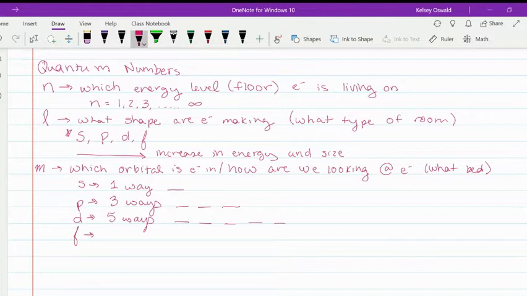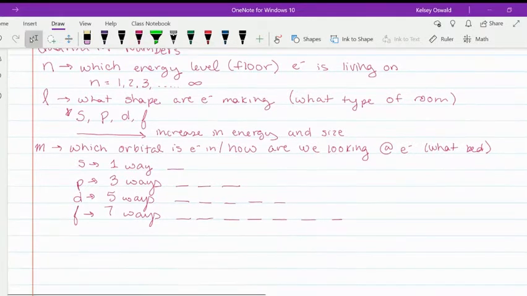And then F, that's our highest energy, and there's going to be 7 ways of looking at that flower. So we're going to have 7 different orbitals or 7 different beds that our electrons could live in the F sublevel. Okay? And again, just like we talked about the sublevel, we can see as we move from S to P to D to F, we're going to get larger and larger because there's more ways to look at it. There's going to be more orbitals or more beds.